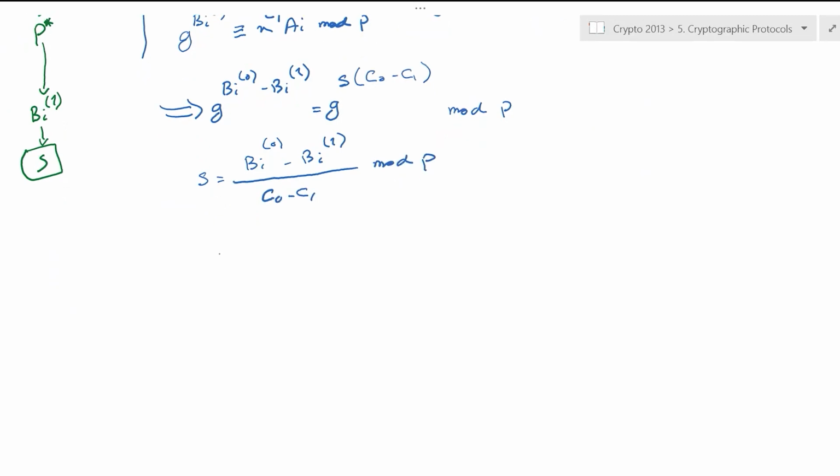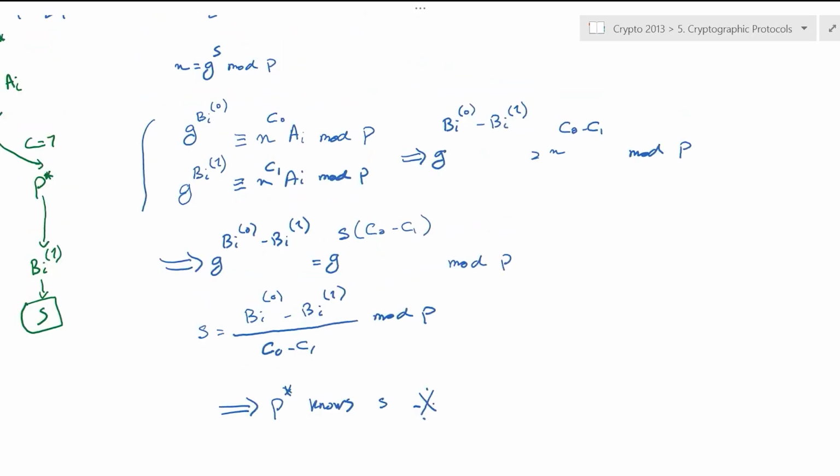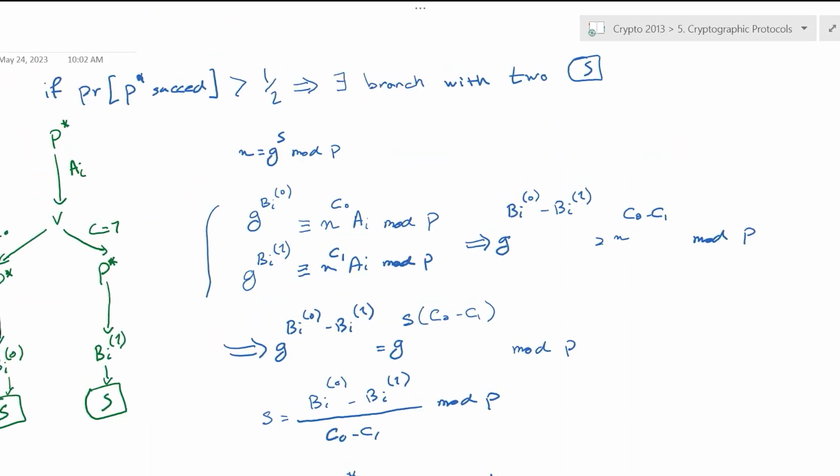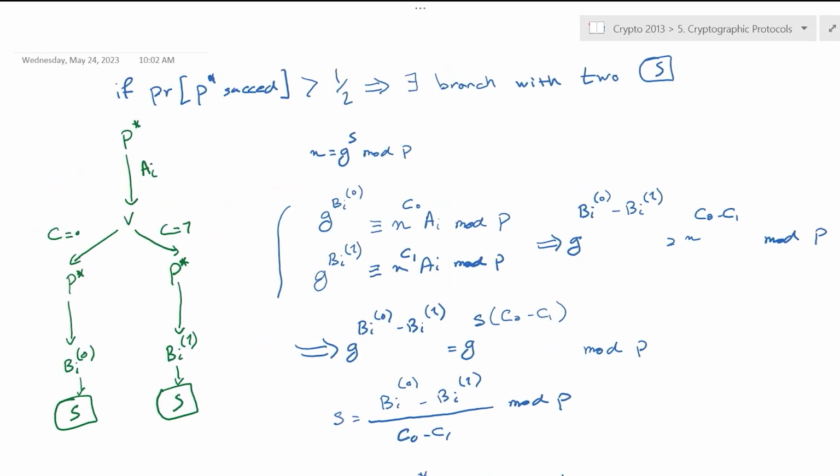And that implies that P star knows our secret s, which is a contradiction because we said that we have a cheating prover, and this cheating prover doesn't know our secret s, right? He can only cheat for half of the time, and it only works when he guesses the challenge correctly. But when some prover claims that this prover can cheat for more than 50%, then according to our computational tree, this is the only way that can happen: that there is a branch where he can succeed with both challenges.